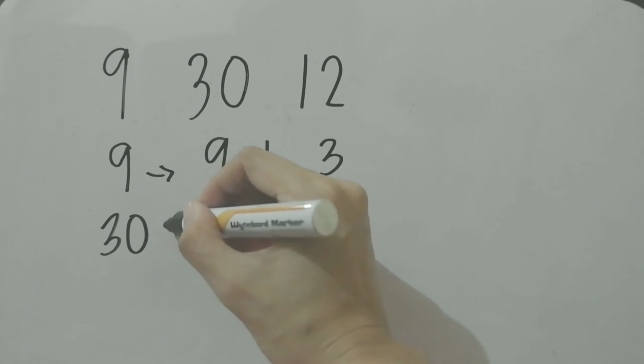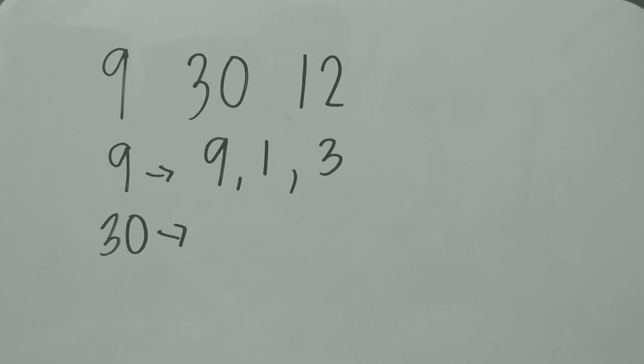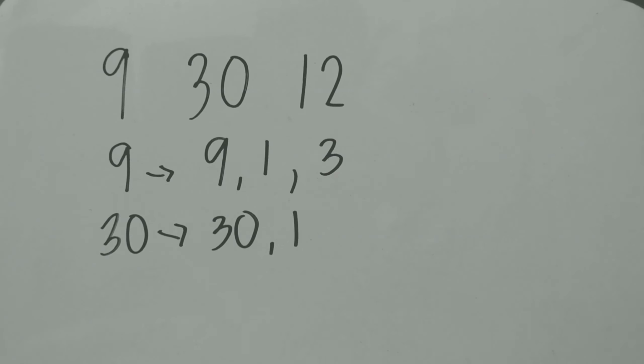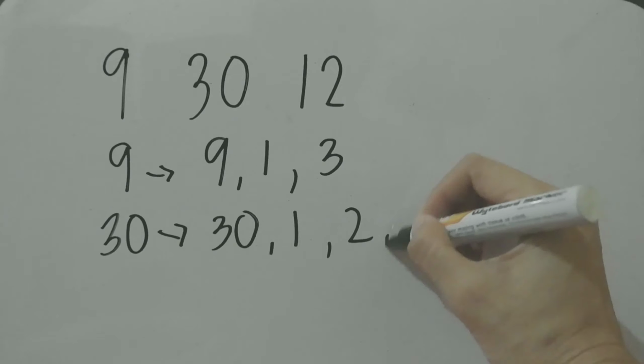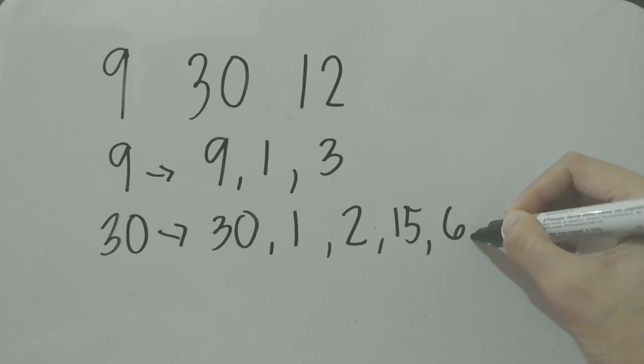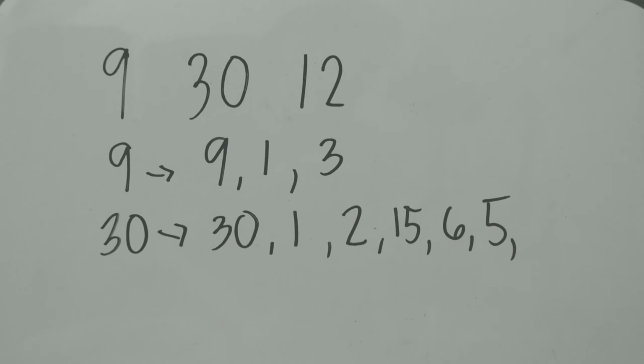Now we are going to list down the factors of 30. What are the numbers that if we multiply together, the answer is 30? 30 times 1, it means that 30 and 1 are factors of 30. And then 2 and 15. We also have 6 and 5, and also 3 and 10. So the factors of 30 are 1, 2, 3, 5, 6, 10, 15, and 30.